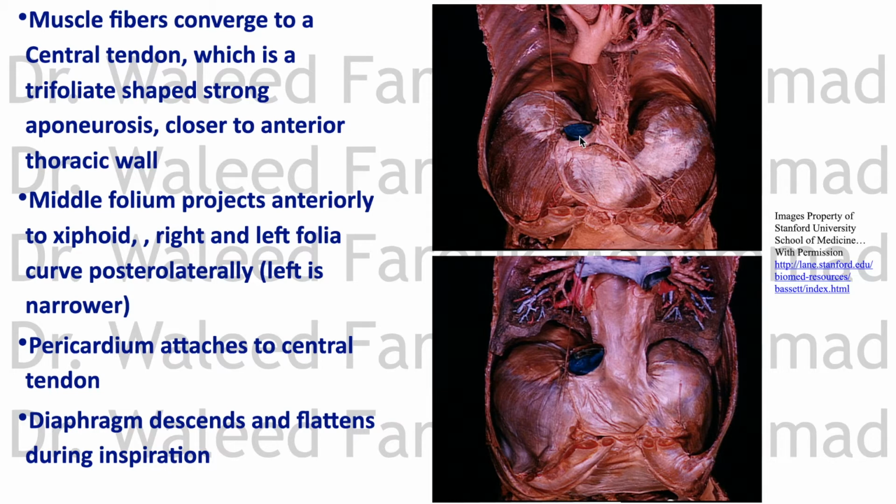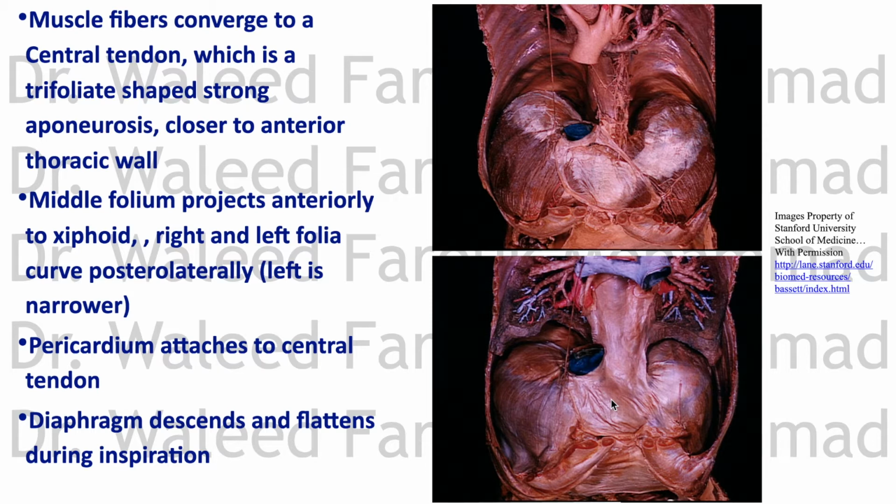Now, what's important about this central tendon is that it's attached to the pericardium above. Here in this specimen, the pericardium has been removed, but in this one, the pericardium and pleura are intact. See the pleura covering the right and left cupula, and this middle portion, this sac, is the pericardial sac with the heart removed. See how it's attached to the central tendon.